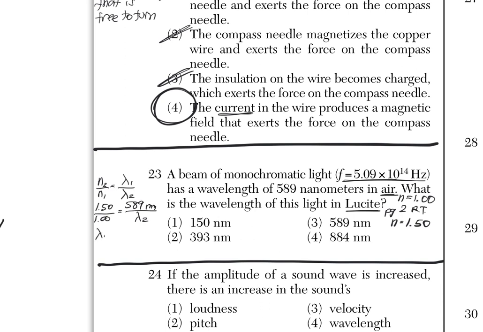So when I cross multiply, I wind up with 589 over 1.5, and we wind up with a lambda 2 of 393 nanometers, and there you go. Another way you could have solved this problem was to do n equals c over v using lucite to get the speed of light in lucite, and then v equals f lambda, given that frequency, to solve for lambda. You get the same answer, 393 nanometers.